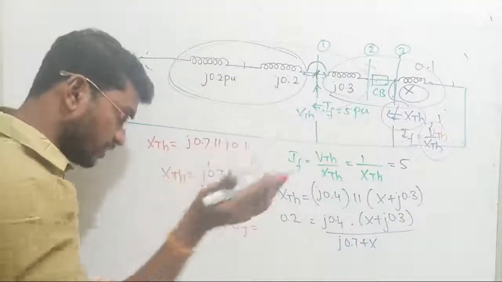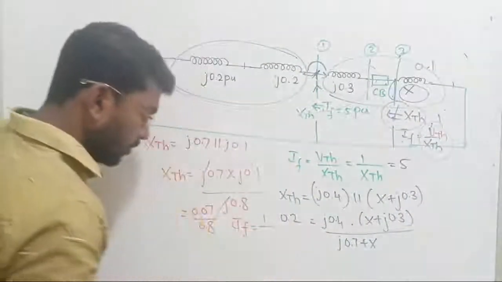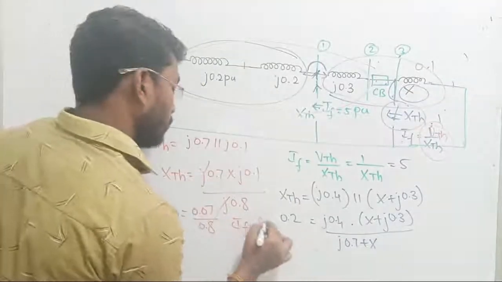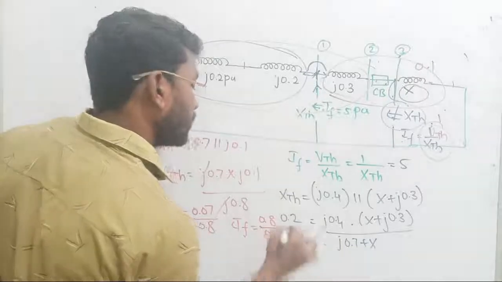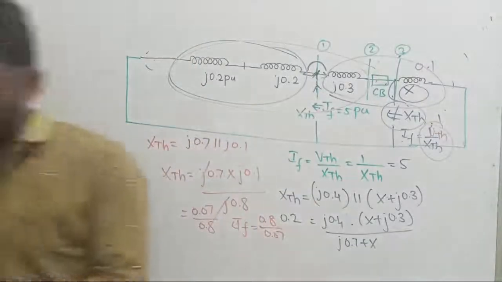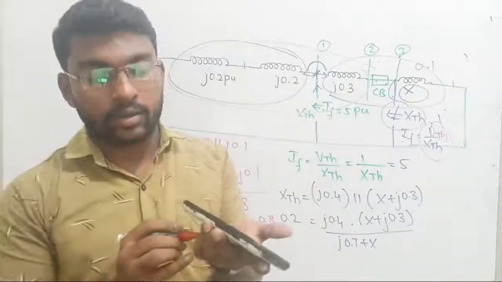It was given in the question also. You can take the reference voltage as 1 only, divided by, just take the reciprocal of XTH. Substituting, it becomes 0.8 divided by 0.07. So the answer is 11.27 per unit, right?